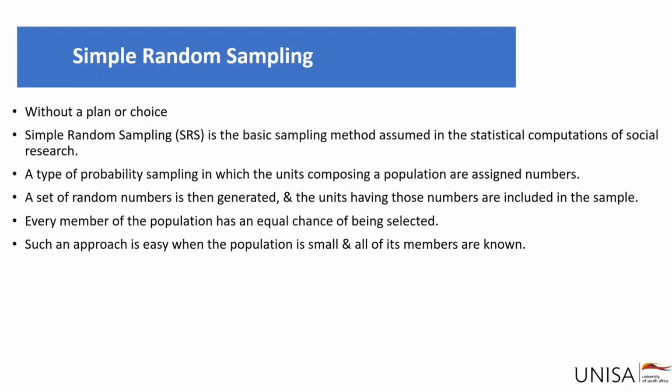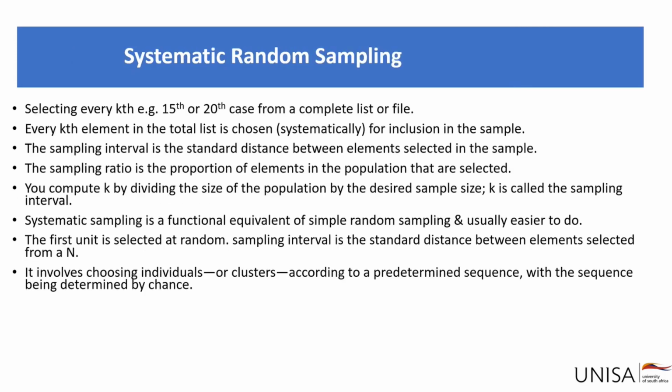Such an approach is easy when the population is small and all of its members are known. So if you've got a small population and you have assigned numbers like that, then it's much easier. If it gets into thousands and millions, it becomes too complicated. So it's very easy to use simple random sampling when you are working on a smaller population size.